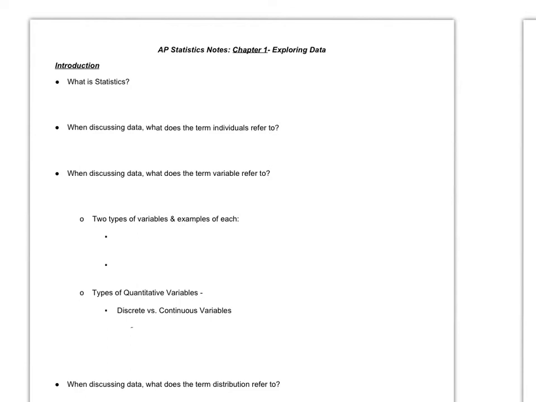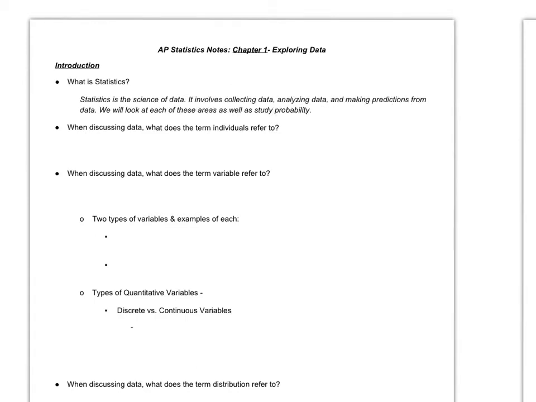so that when we use them moving forward, we're all on the same page as to what they mean. So we'll start by looking at what exactly the study of statistics is. Statistics is, in its most basic form, the science of data. Data is information that has been collected. Statistics involves collecting data, analyzing data, and making predictions from that data. Now in this course, we also study probability because that leads into helping us to make predictions for the data.